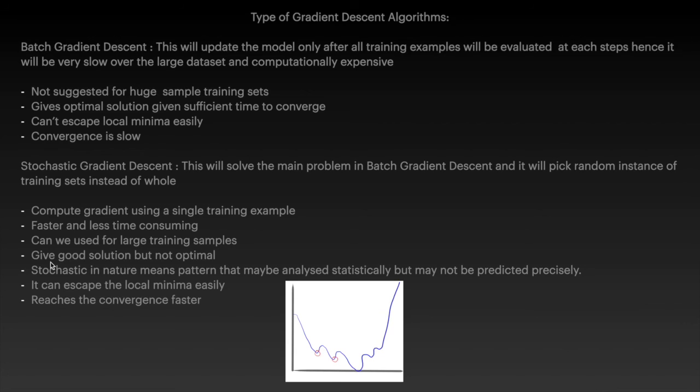The good thing about stochastic gradient descent is that it can escape the local minima easily, and it will reach convergence faster. What is local minima basically? You can consider local minima as a point where there is a slope. This point will be considered a local minima.